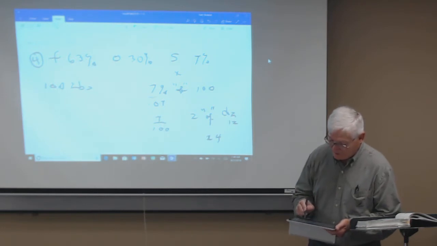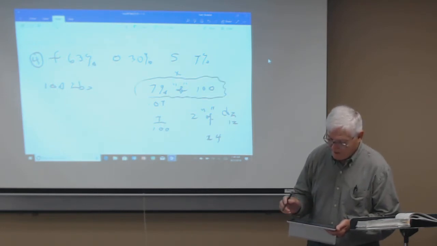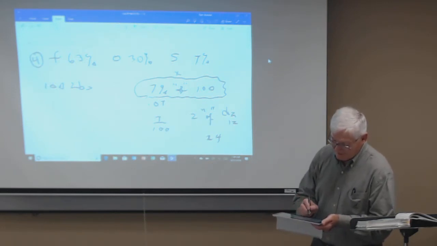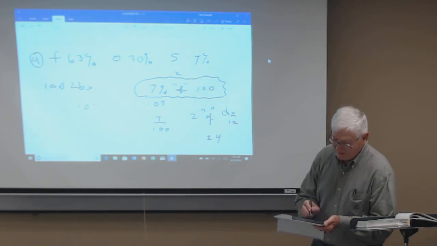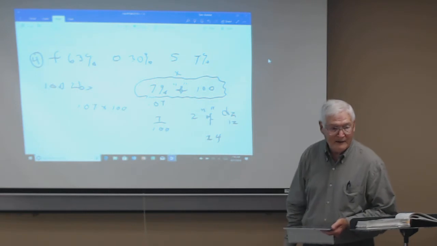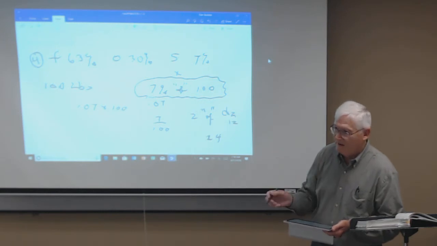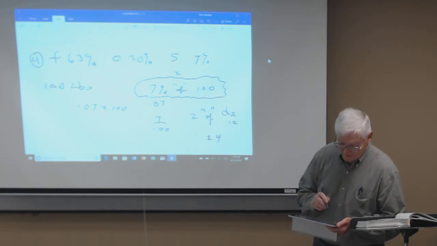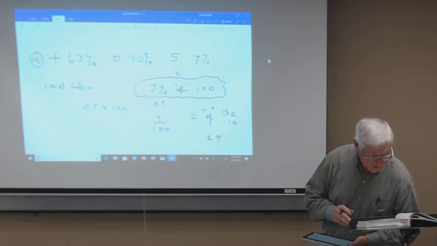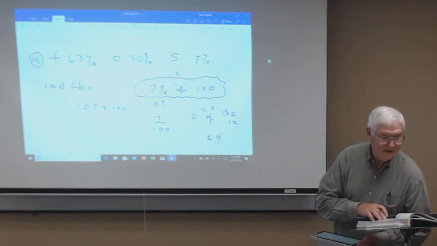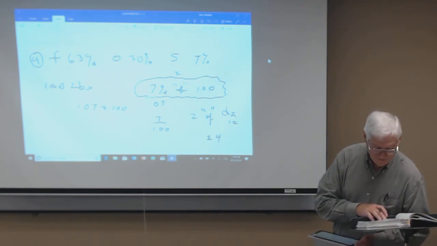So 7% of 100 would be what? What mathematical sentence? 0.07, then what? Times 100. And if you don't know how to do that in your head, get your calculator out and take 0.07, hit the times sign and hit 100, and what do you get? 7. So what's the answer? 7. 4B? 7. Does everyone see where that comes from? Good for you.